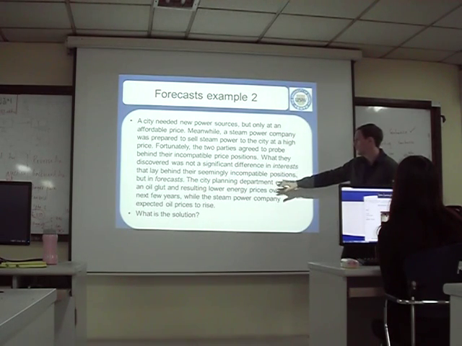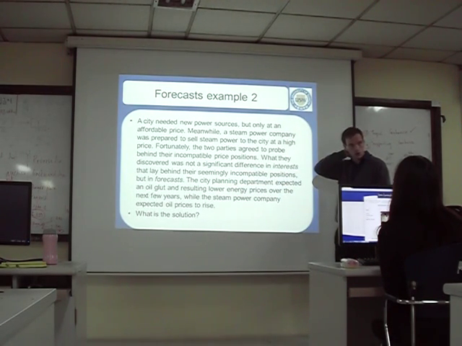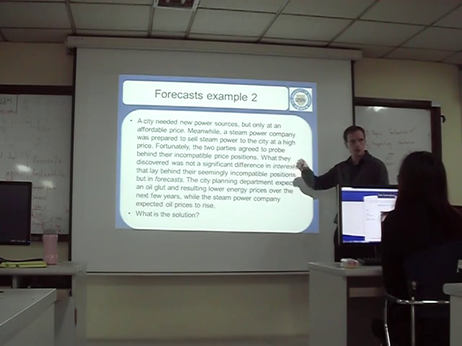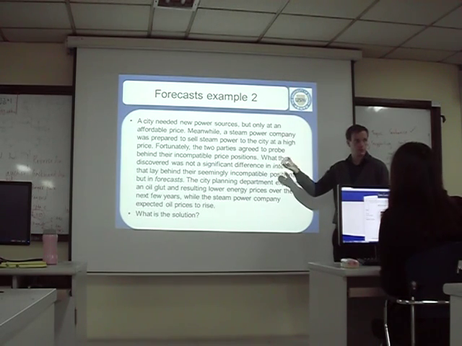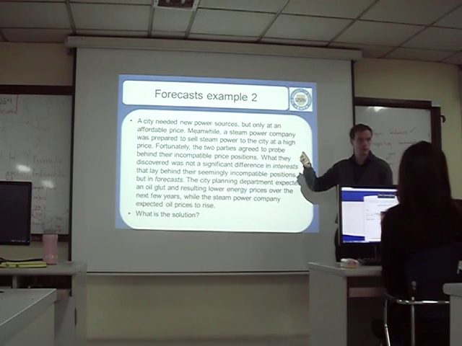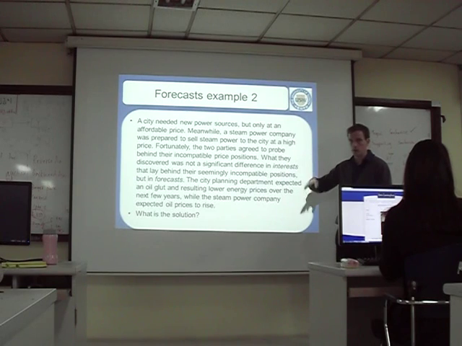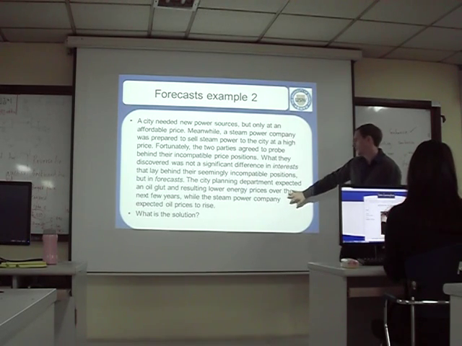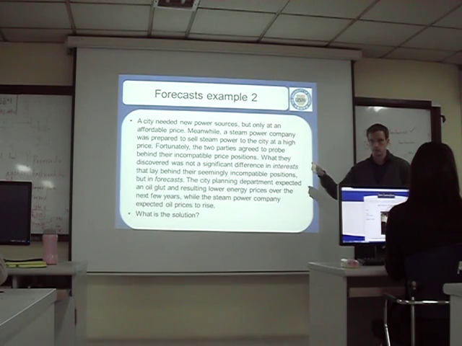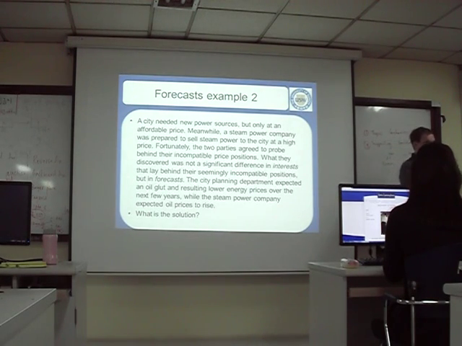The city planning department expected an oil glut, so they said the oil price would go down. So they think the oil price is going to go down, then they can buy their energy from oil, not from steam. Okay? So they think it should be a lower price, because they think next year oil price will go down. The steam power company said, no, the oil price is going to go up next year, so we want to charge a high price. We think the oil price will go up and you need to pay us a high price anyway.